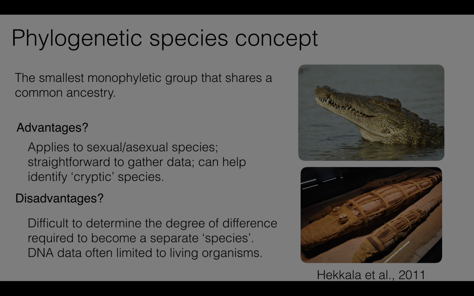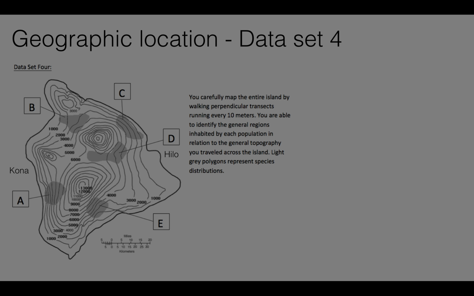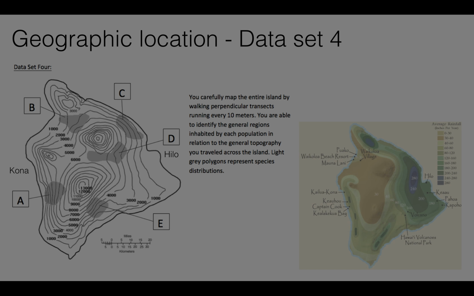Some disadvantages are that it's probably what you struggled with. Where do you draw the line? How many differences represents a real species? And also, DNA is oftentimes limited to living organisms. So we can't always go back to Egyptian mummies and pull DNA. So it only works for living or relatively recently preserved tissue samples.